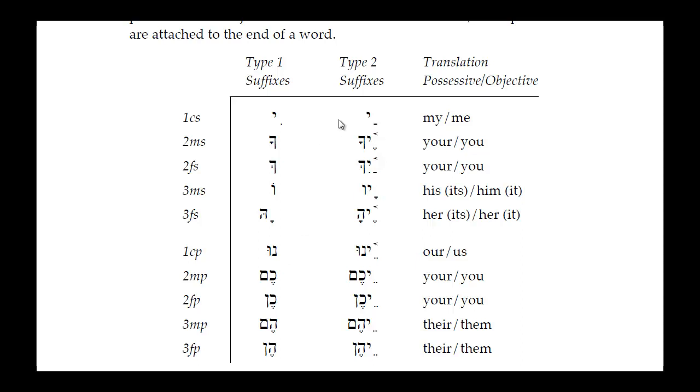And when we get into the type 2 suffixes, the type 2 suffixes normally are showing that the noun that it's attached to is plural.